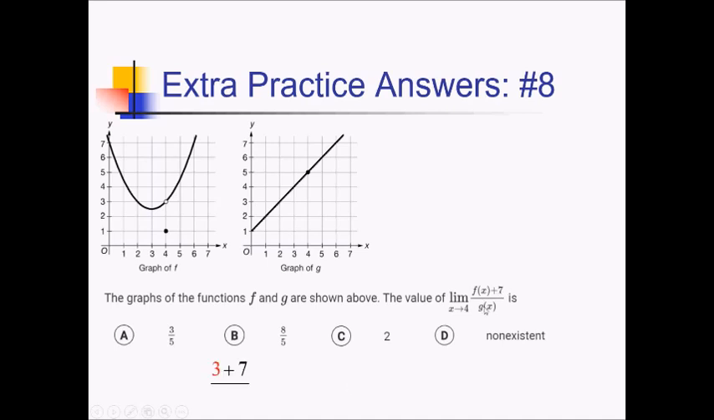Now looking at the g function, as x approaches 4 from the left and right on the g function, from both sides we are approaching y equals 5. So we can replace g of x with 5. And then 3 plus 7 over 5, that's 10 over 5, which just comes out to 2, which is choice C.